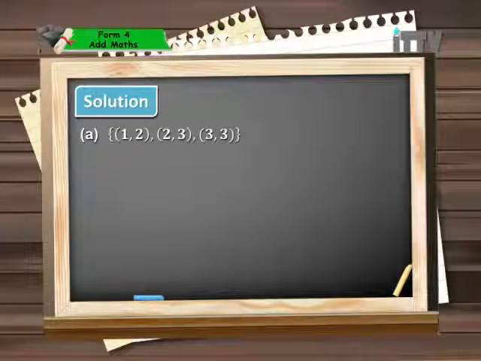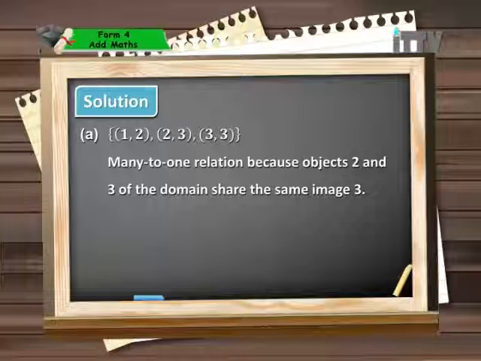In part A, the ordered pairs (1, 2), (2, 3), and (3, 3) is called a many-to-one relation because objects 2 and 3 from the domain share the same image 3. Do understand, viewers, that the first number in each ordered pair is always the domain, and the second number in each ordered pair belongs to the codomain. Or, if we put it in terms of objects and images, the first number in an ordered pair represents the object, and the second number in the ordered pair represents the image. So do you notice that 2 different objects, which are 2 and 3 in this example, have the same image, which is 3. So we have a case of many-to-one relation.